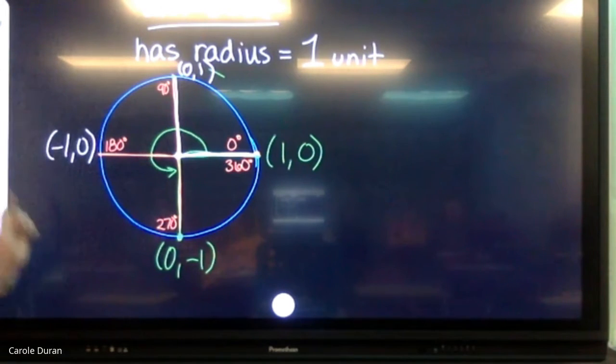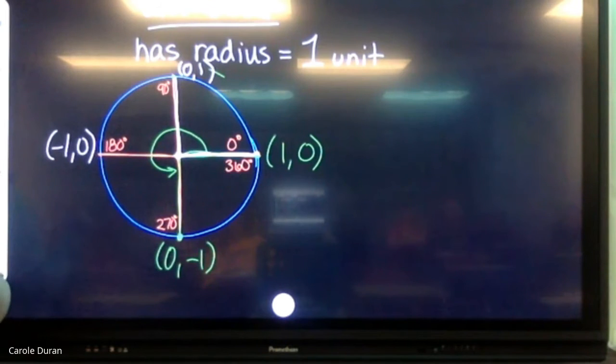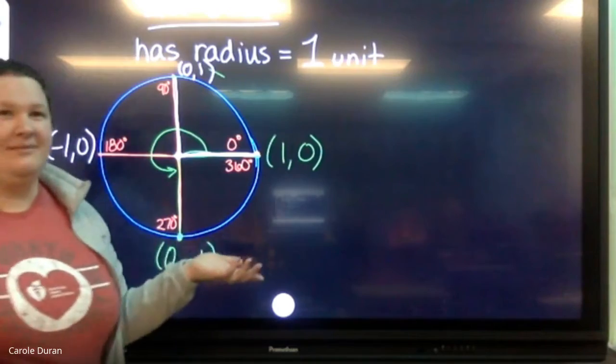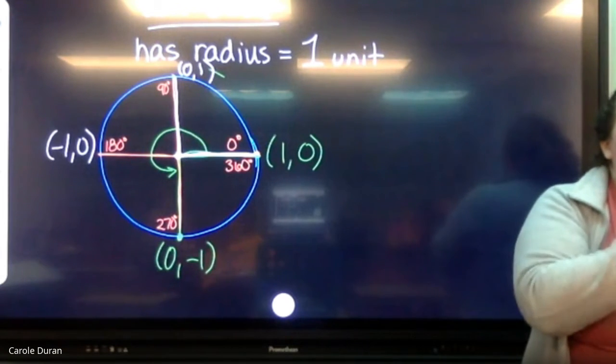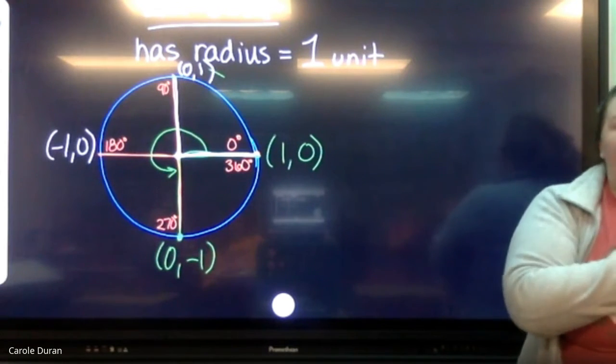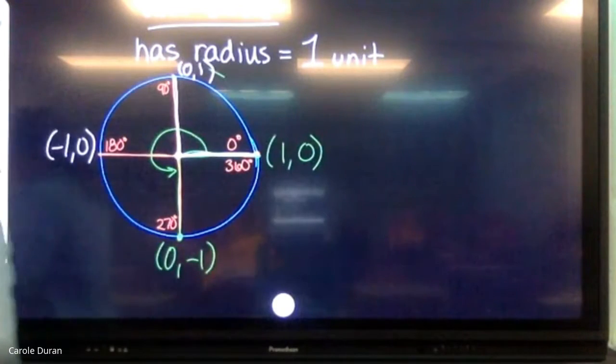Which quadrantal angle is equivalent to 3 pi over 2? How do I change from radians to degrees? Multiply by 180 over pi. So multiply 3 pi over 2 by 180 over pi and see which of these degree angles it corresponds to.